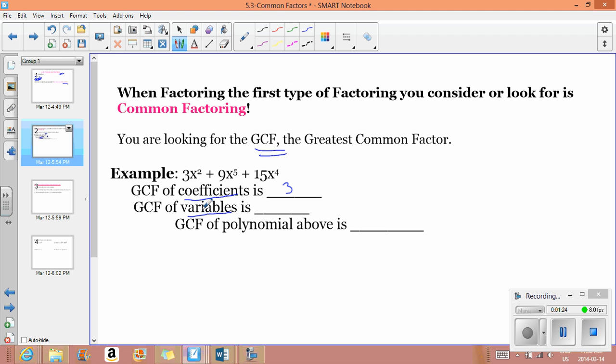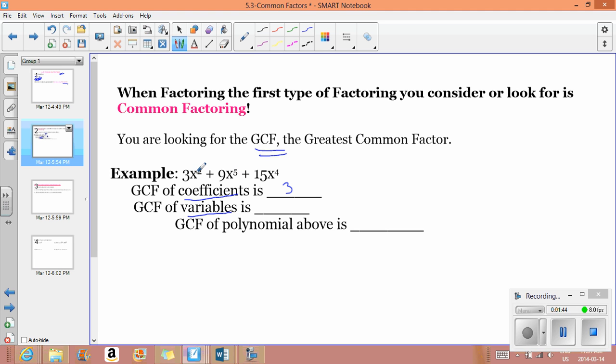Then we want to look for the most that we can divide out of the variables. We have x squared, x to the 5, and x to the 4. So if we tried to take, let's say we thought it was x to the power 4, the most we could take would be x to the power 4. Here, this has 5 x's to give. So we could take 4 of them.